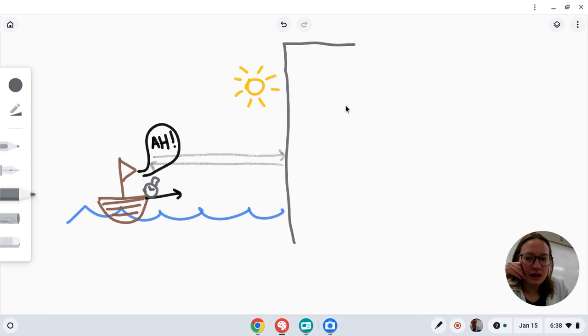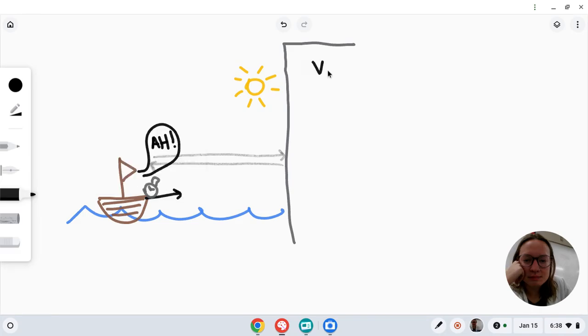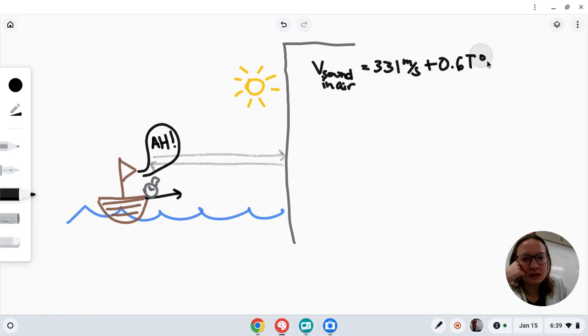Now, here's what we get. We know that the speed of sound in air, I'm going to go back to black over here, is 331 meters per second plus 0.6 times the temperature in degrees Celsius. And this fact will be very, very important to Benny, considering his situation.